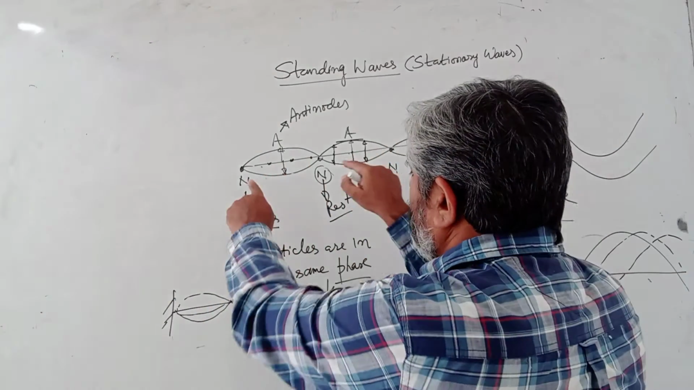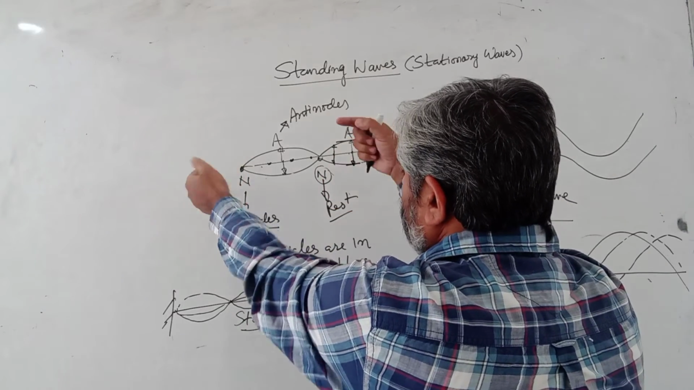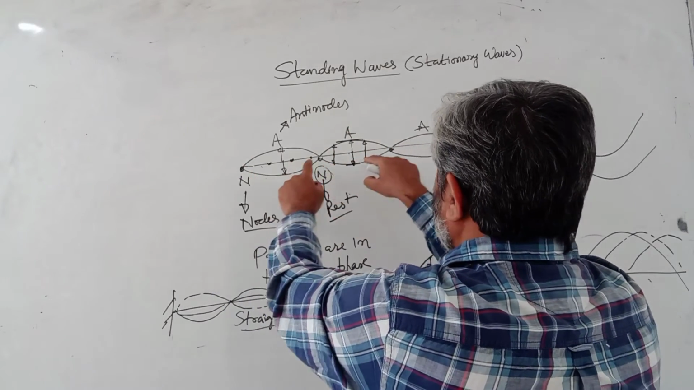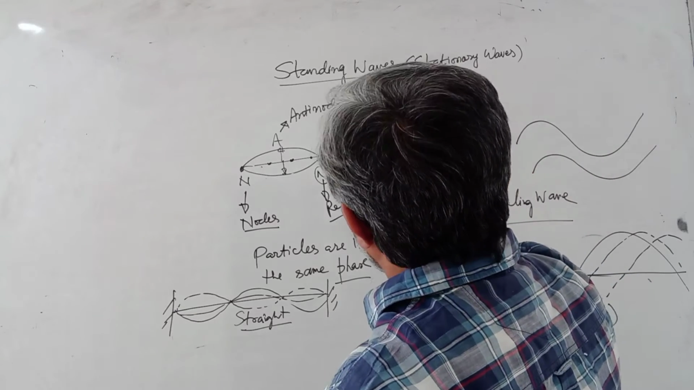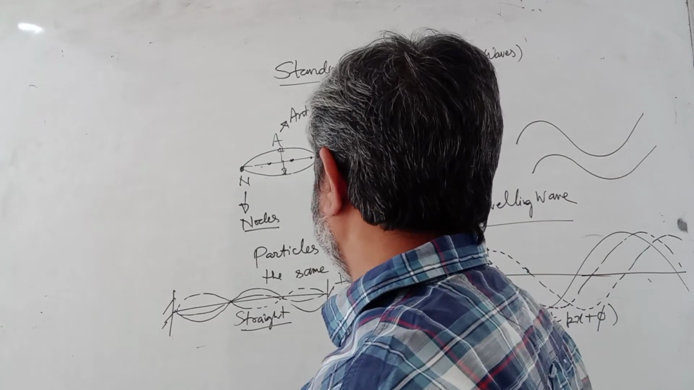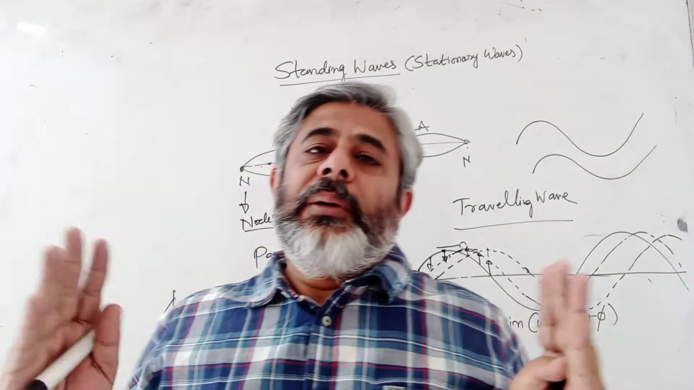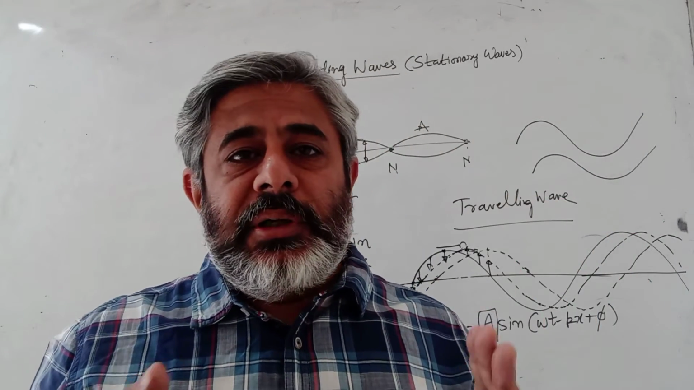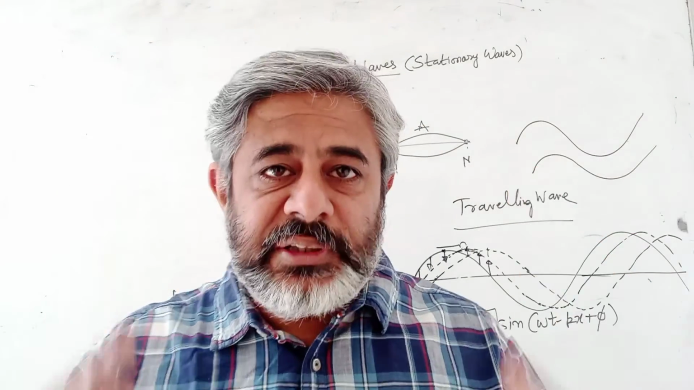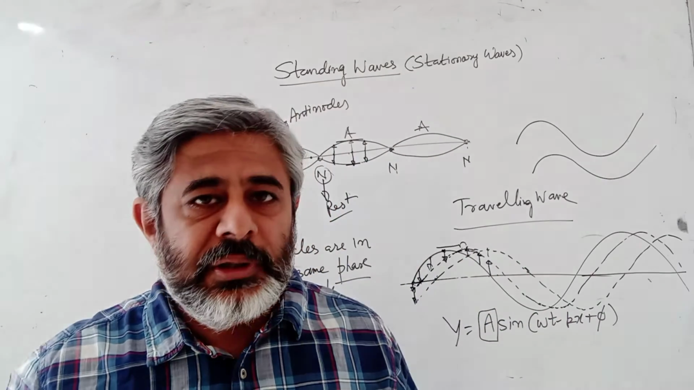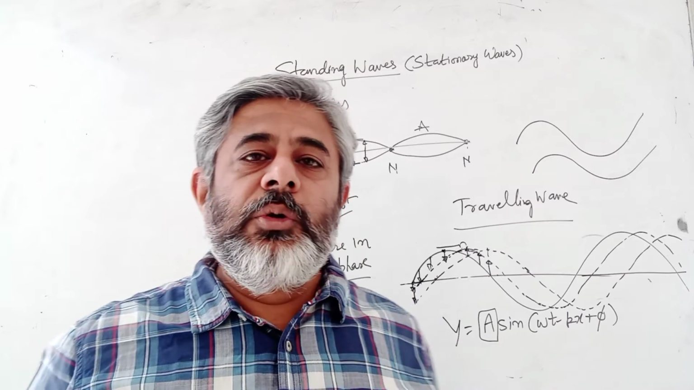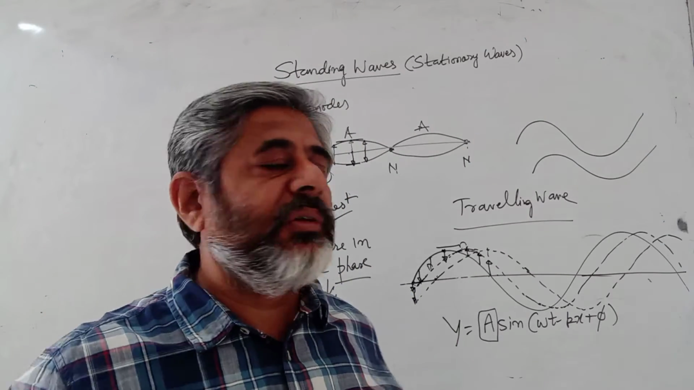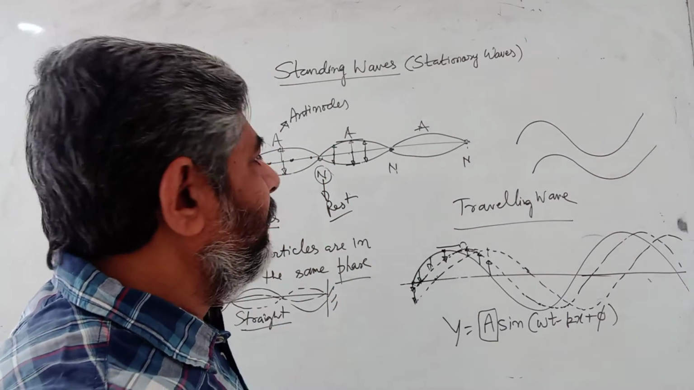So to just reiterate what I have said, certain points are permanently at rest, these are called nodes. Some points have their maximum amplitudes, and are called antinodes, and all the particles oscillate in the same phase, in the same state of vibration. Now one final thing, and then I will sum up this lecture, and we'll look into the mathematics and the equation of the standing wave in the next class.